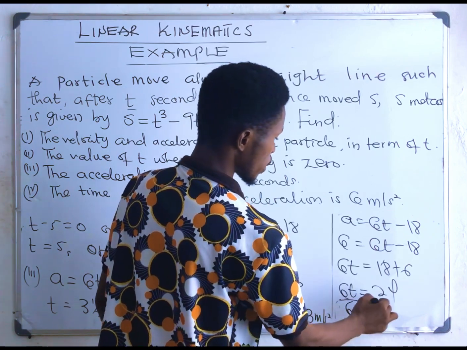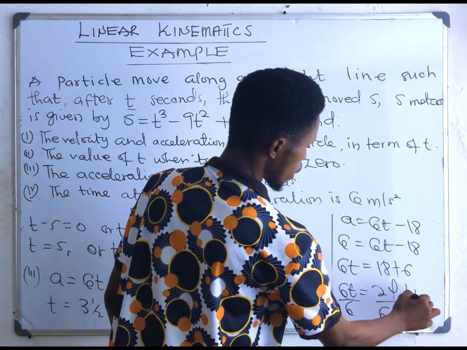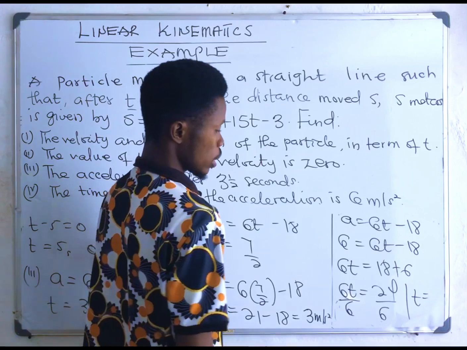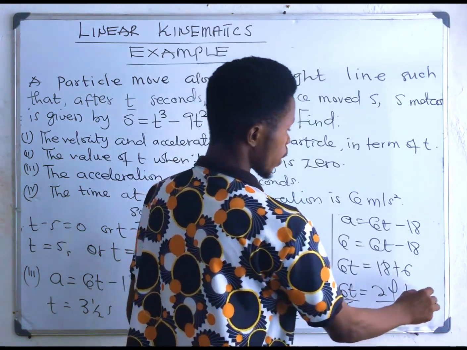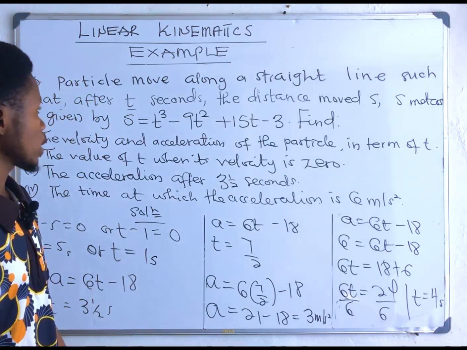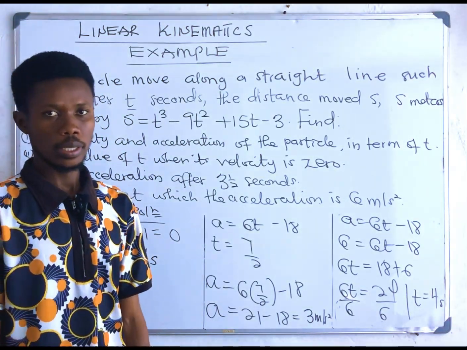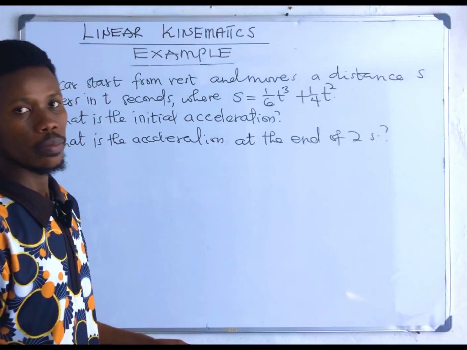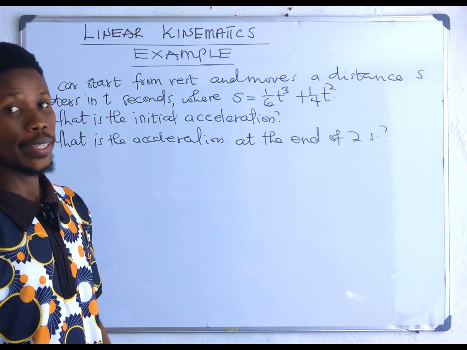You divide here by 6, here by 6, which means that our t will be equal to 24 over 6. 6 can go into 24 4 times, so 4 seconds. This is the answer to the first question. Let's look at the second question. All right, let's look at the second example.